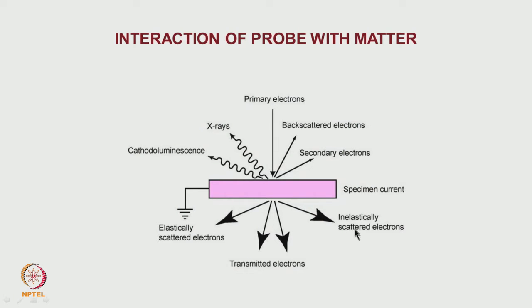This is called electron energy loss spectroscopy, and in fact this is also used to generate a microscope called the energy filtered transmission electron microscope, which we will be talking about a little bit later.